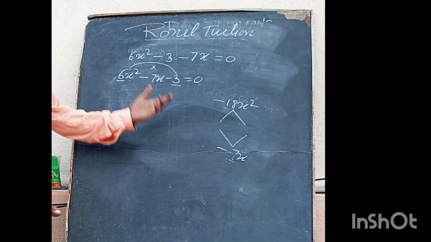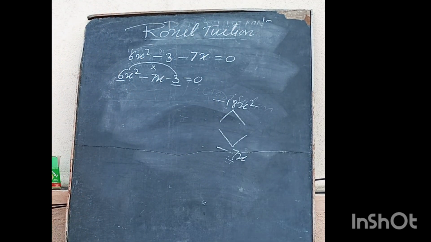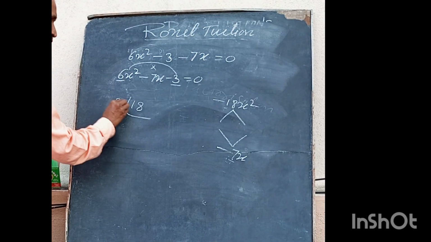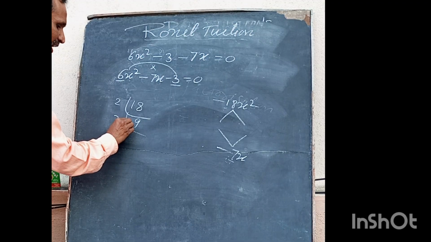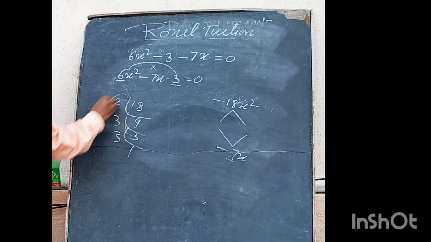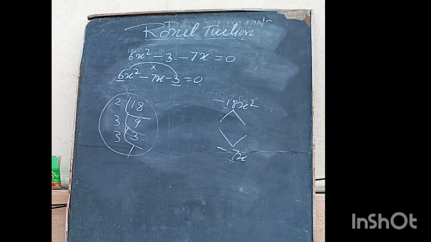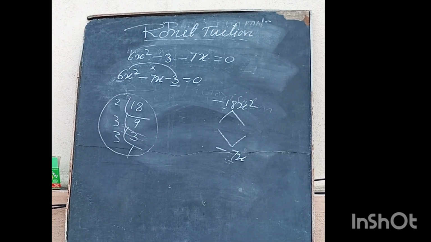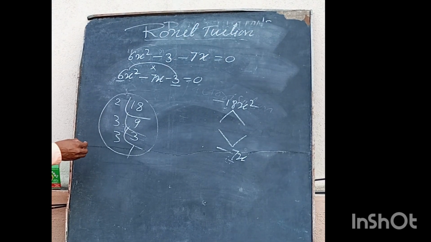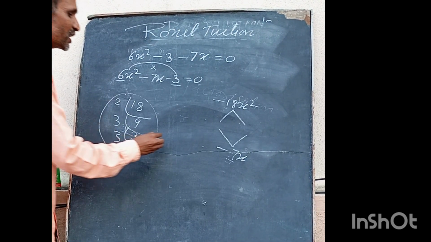For the numbers which give 18, yesterday, in the last video, I told you how to find it by prime factorization of the number. 18 is 2 times 9, then 9 is 3 and 3, then 1. This is the way to find it if the numbers are bigger than that. Otherwise we can find the factors of 18 like this.